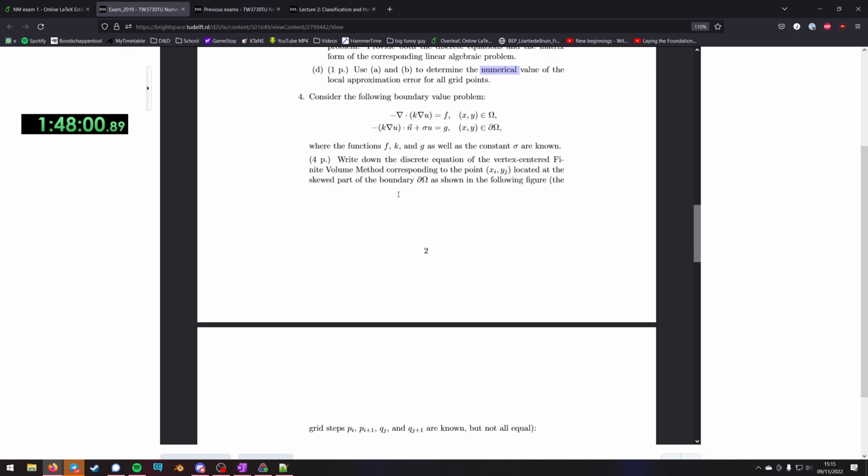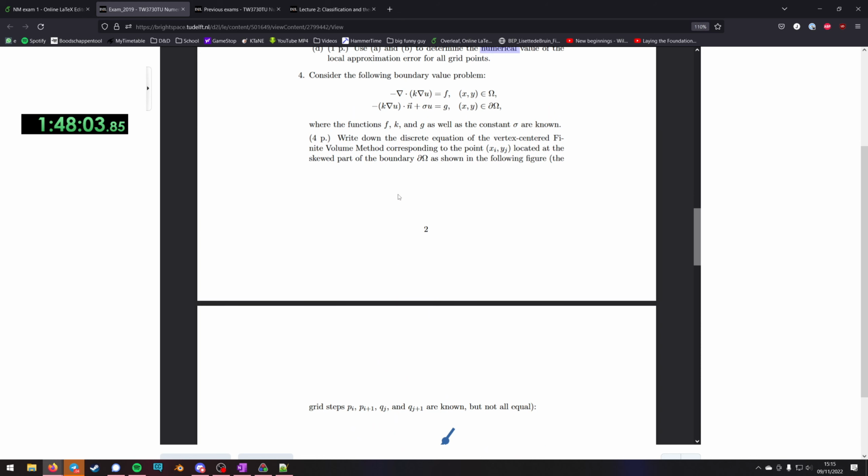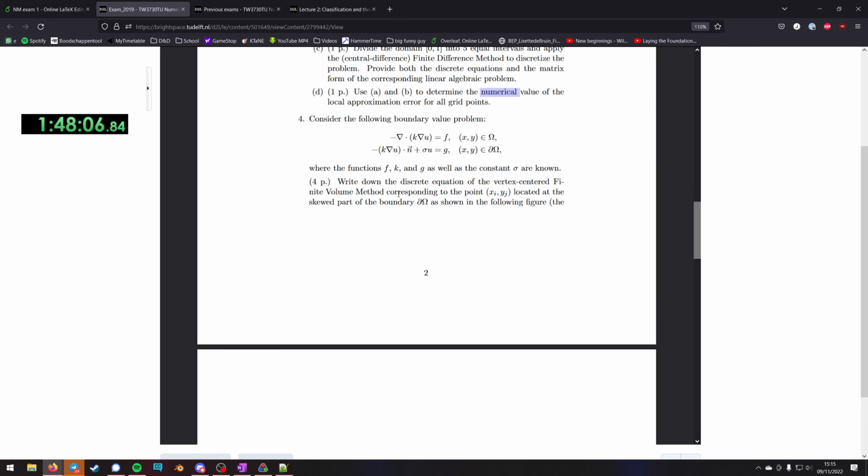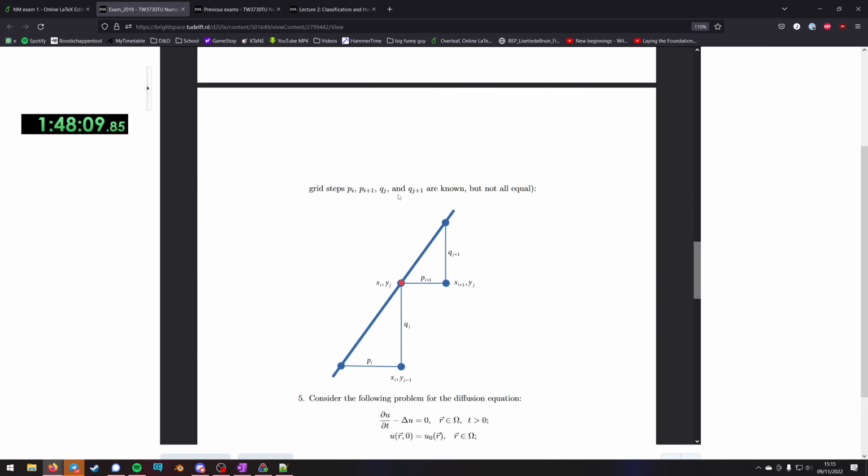Okay, use the following boundary value problem. Right, they really want us to know this well, don't they? This one is going to be interesting. Pi i plus 1, qj plus 1. So these are the grid steps, which are known but not equal, so we can use them to write things out.